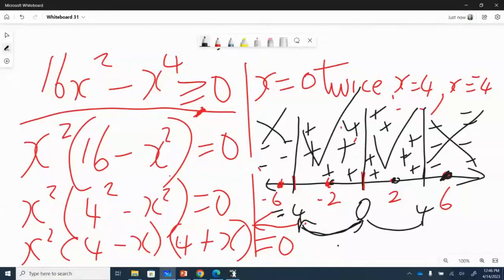Therefore, the actual solution region is from negative 4 to 4. You can now put your answer in: from negative 4 to 4 inclusive, endpoints are included. They are the solution region. You showed that with your calculator.